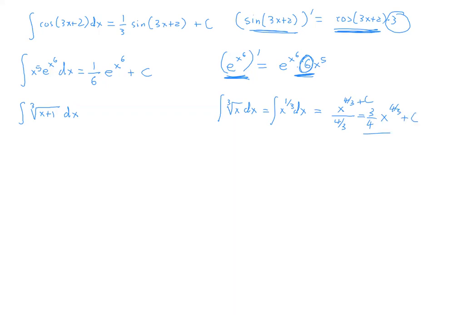So if we find this, then nothing changes if you replace x by x plus 1. That's exactly what the chain rule tells you. And this means that this will be 3/4 times x plus 1 to the 4/3 plus c. Again, all of these things will be formalized when we talk about substitution.